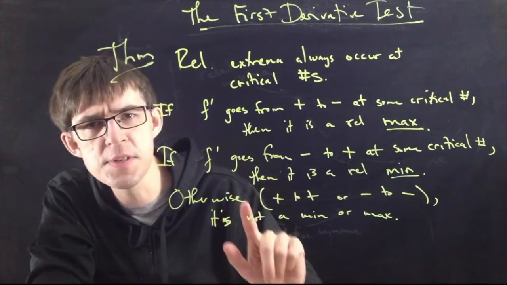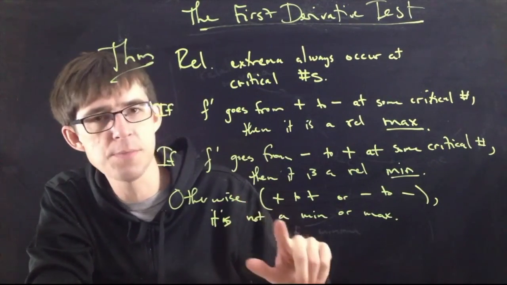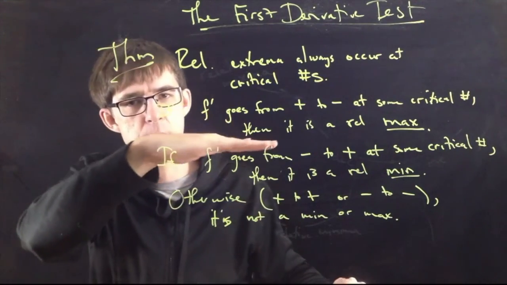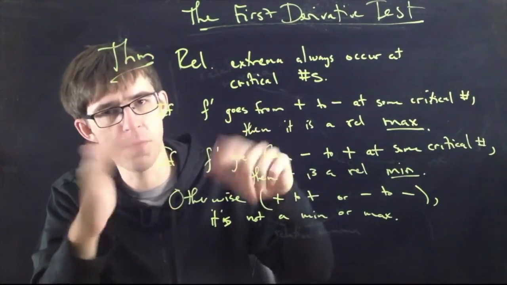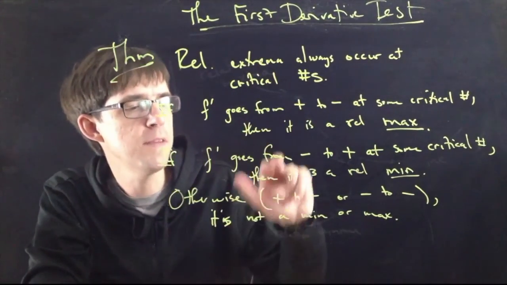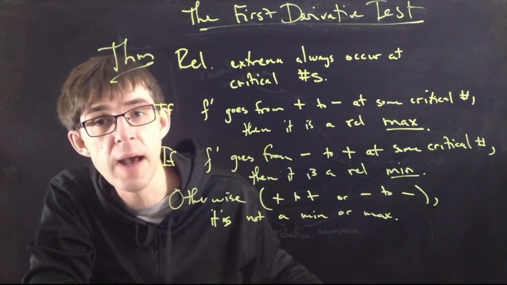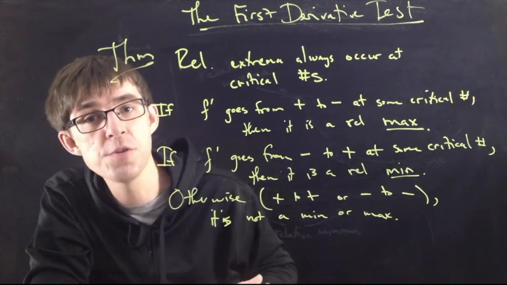And otherwise, this is technically possible, although it doesn't happen very often. It is possible to be positive and then positive again. That means it goes up and then levels out, but then it goes up again. Then that point is not a maximum or a minimum. It's just in the middle of a weird level out, but then it goes up again. So if it's positive to positive or negative to negative, then it is neither a relative maximum nor a minimum. This is called the first derivative test.